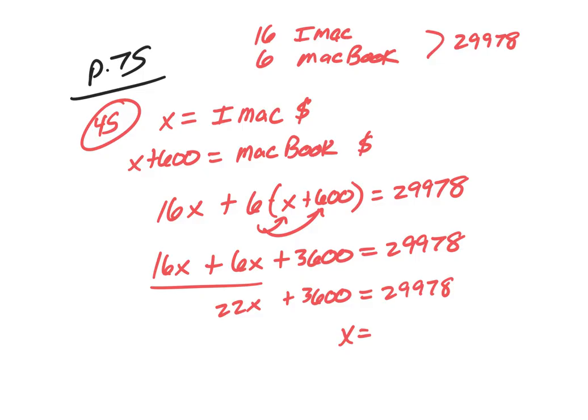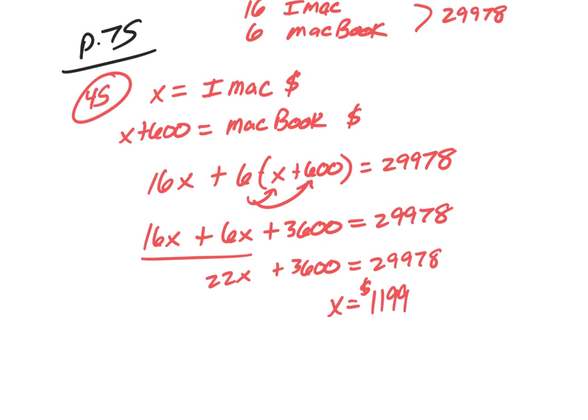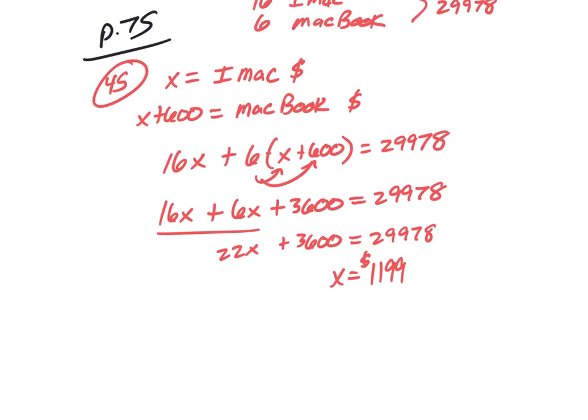Did anybody punch that in yet? Okay, and then divide by 22. Okay. So that would be the cost of the iMac, $11.99. Okay, and then to get the MacBook Pro, we add 600 to it.